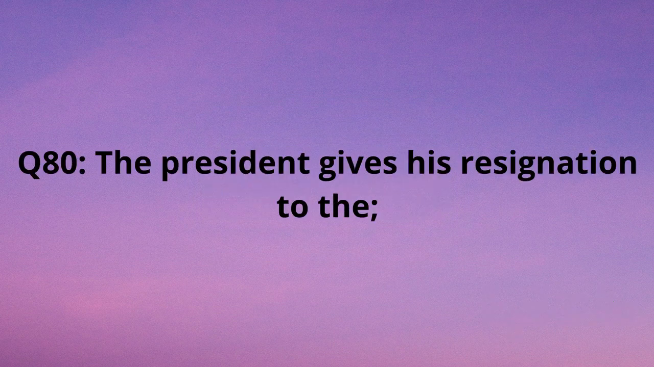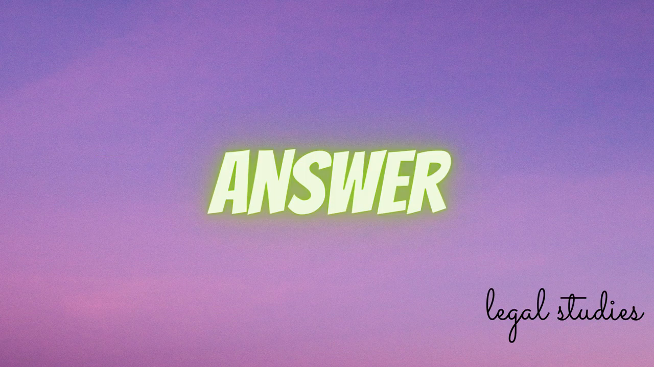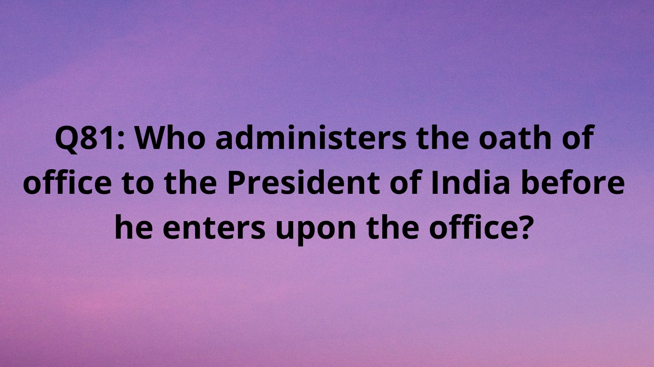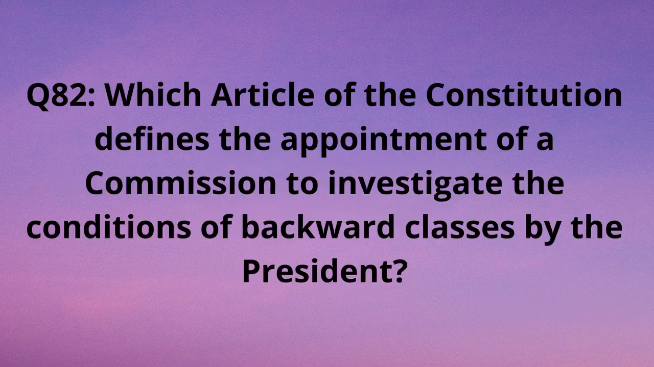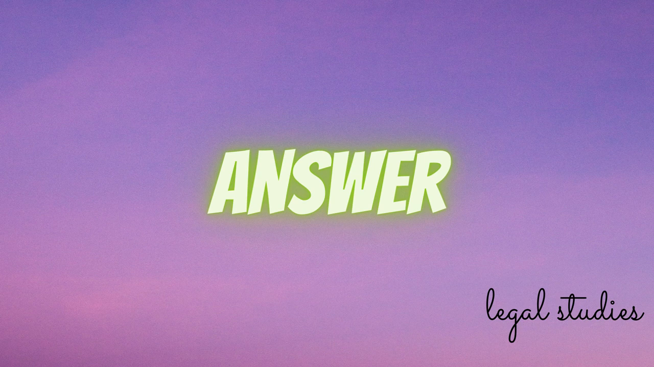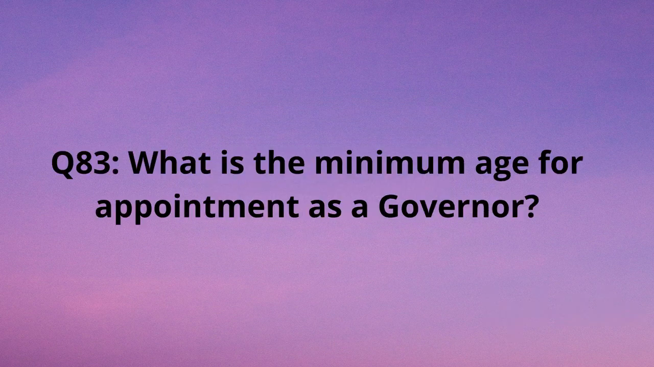Question 79. The Chief Election Commissioner can be removed from his office under Article? Answer 79. Article 324. Question 80. The President gives his resignation to the? Answer 80. Vice President. Question 81. Who administers the oath of office to the President of India before he enters upon the office? Answer 81. Chief Justice of India. Question 82. Which article of the Constitution defines appointment of a commission to investigate the conditions of backward classes by the President? Answer 82. Article 340.